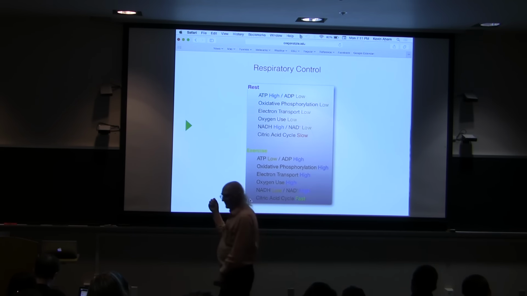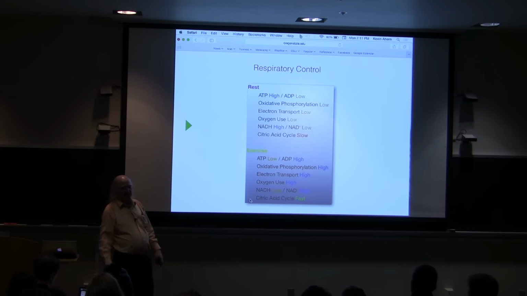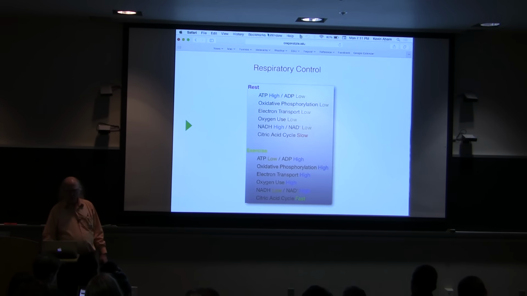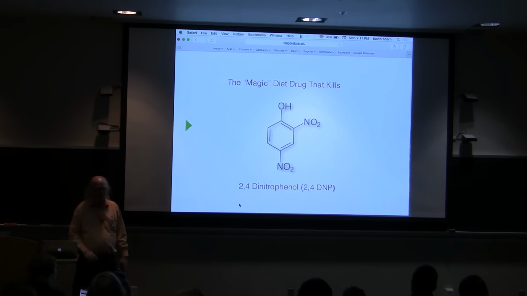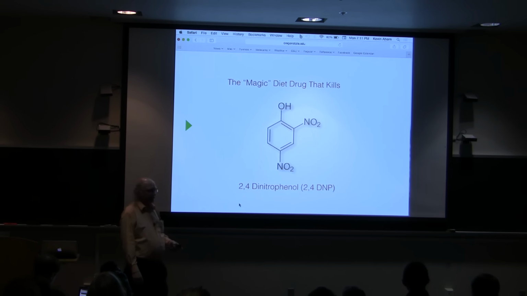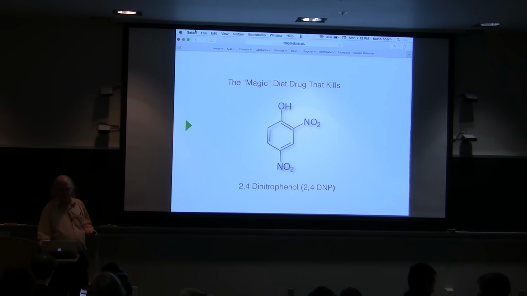A deadly amount. Okay? There are many things called uncouplers. The one I talked about is called 2,4-DNP, 2,4-dinitrophenol. And the 2,4-dinitrophenol pokes holes in the mitochondrial inner membrane. That was the miracle diet drug of the early 1900s.